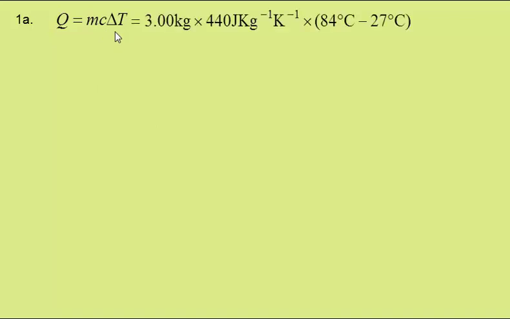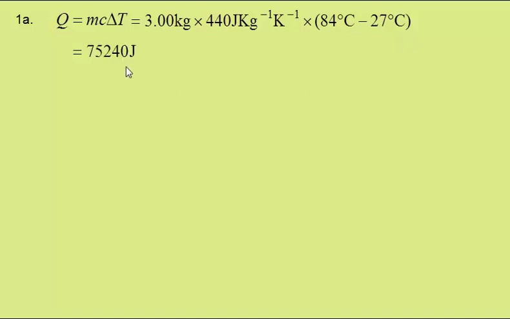In A, we need to find the heat energy absorbed by the iron mould. Well, energy is given by mass times specific heat capacity times temperature change, which for the mould we have a mass of 3 kilograms, a specific heat capacity of 440 joules per kilogram, and it goes to 84 from 27 degrees C. An interval of a degree C is the same as that of a Kelvin.